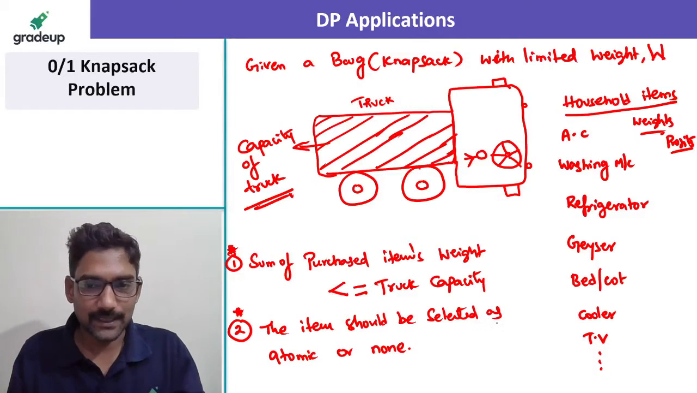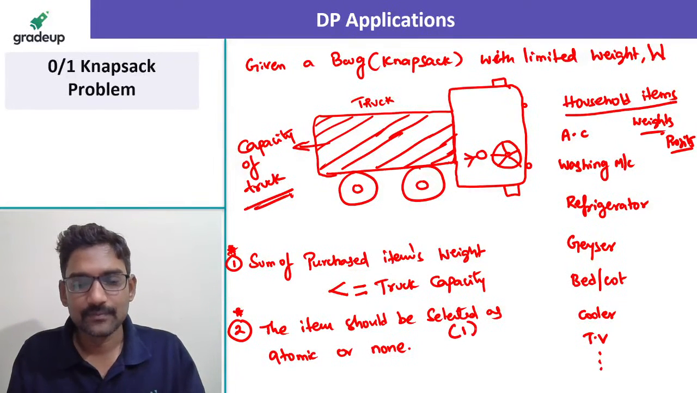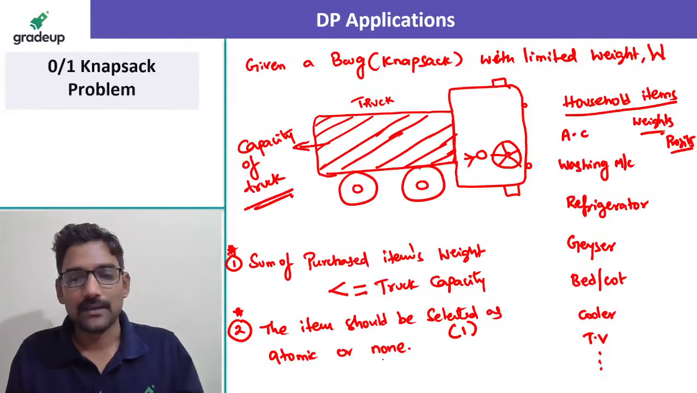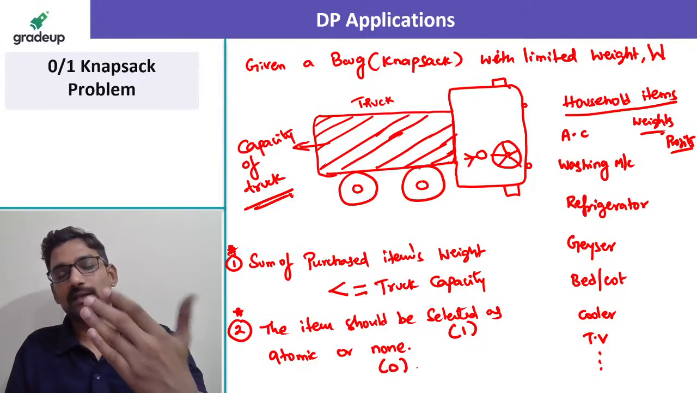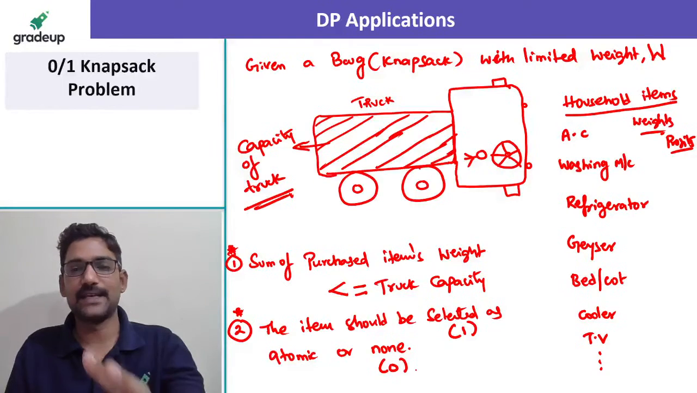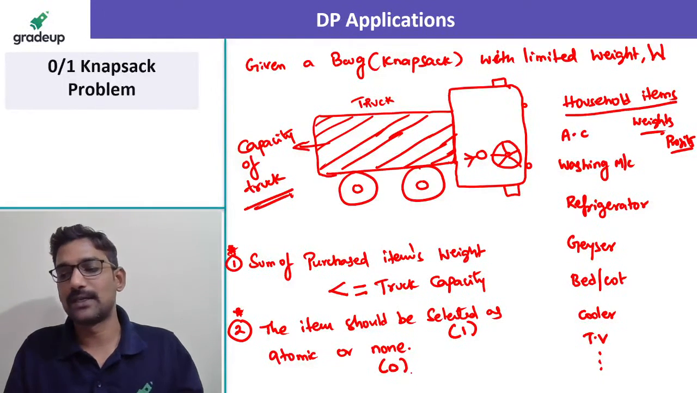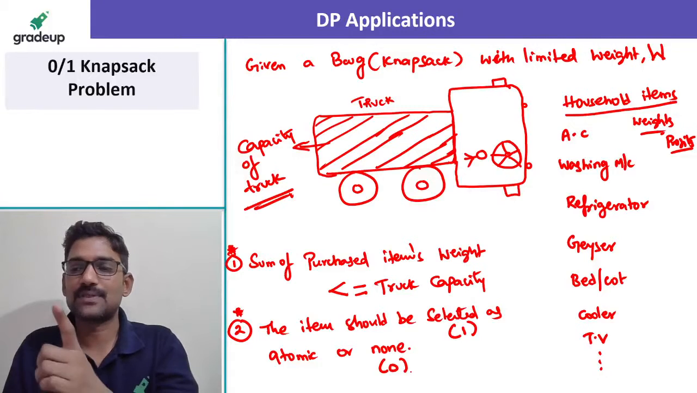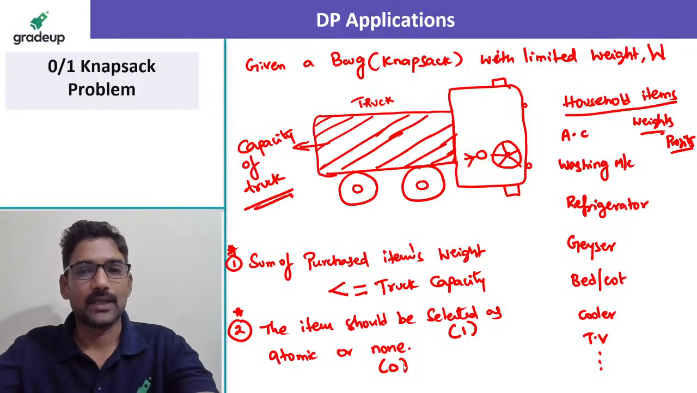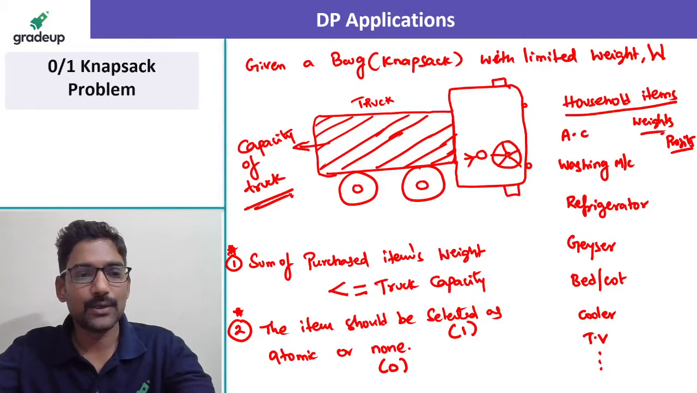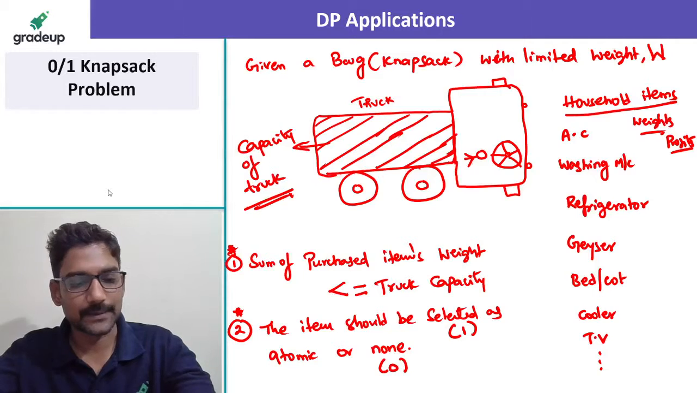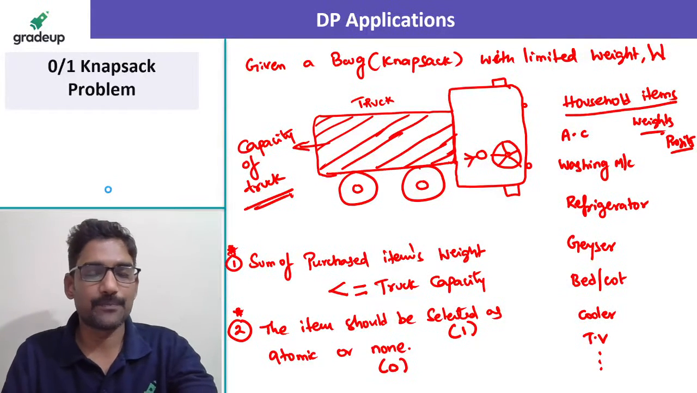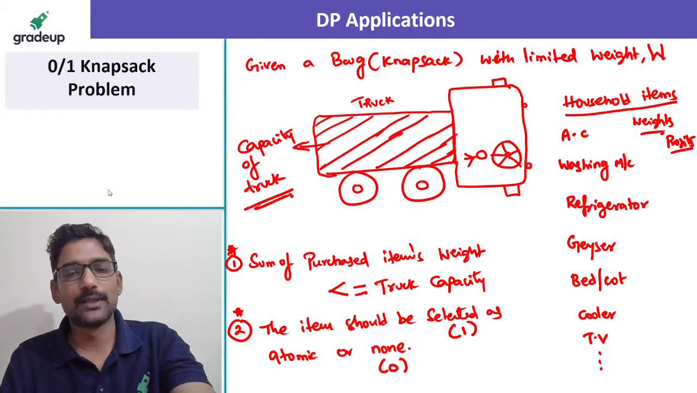So if you select the item, that is 1. If you do not select the item, that is understood as 0. So either 0 or 1. Only two options are there for any item. That's why we call this the 0-1 knapsack problem. Either you keep or you will not keep. Understand?